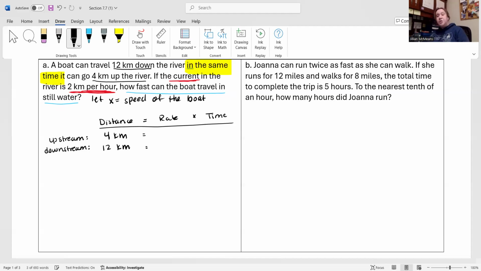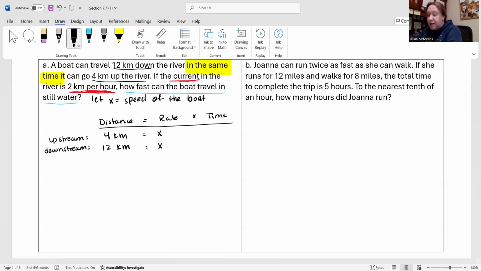Okay. We also know a little bit about the rate. We don't know the exact rate, but we do know that the rate of the boat is going to be x, and we know the current acting on the speed of the boat is 2 miles per hour, 2 kilometers per hour in this case. Okay, so you always want to start with the thing moving. What is the speed of the boat, the car, the plane, the person? Okay, and then if there's some force on that, you want to do that second. So we're going to start with the speed of the boat.